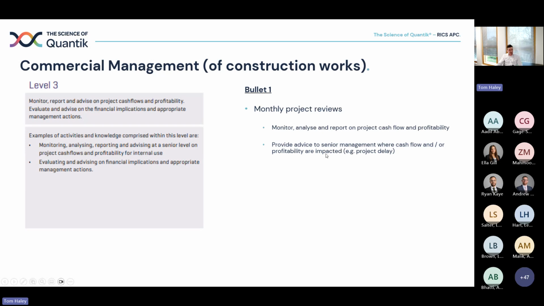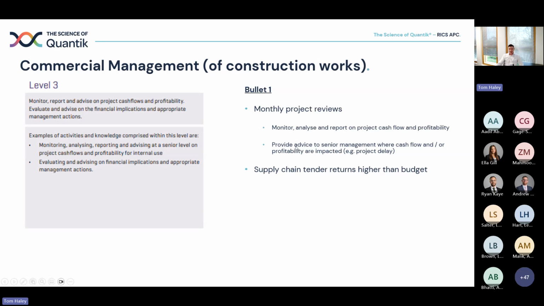So maybe there's been a delay on the project. What does that mean to profitability? What does that mean to cash flow? You are giving that advice possibly every month. So don't overlook that, even though it's day job. It is advice. There's a particular problem, there's different ways of dealing with it, and you're helping the business decide on the best course of action.